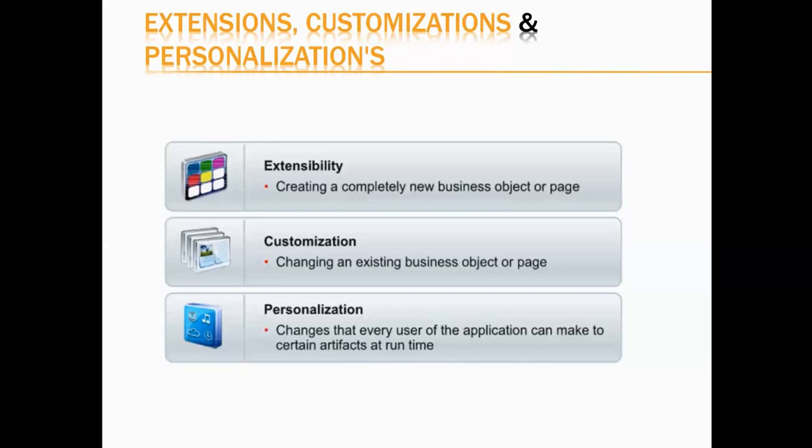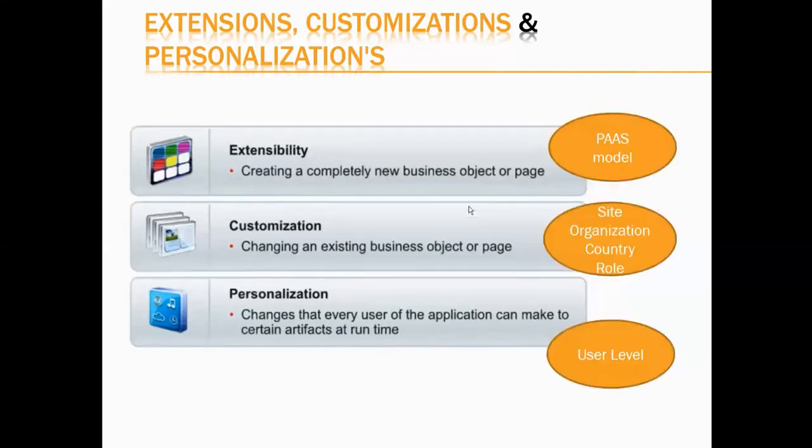So with this, what I would say, extensibility, I would call it the PaaS model for most of the part. But when it comes to extending or adding new fields, that again we can do in the SaaS model using the flex fields concept. And customization, as I said, we can change the properties of the page, basically, right? So this customization we can do at 4 different levels, basically.